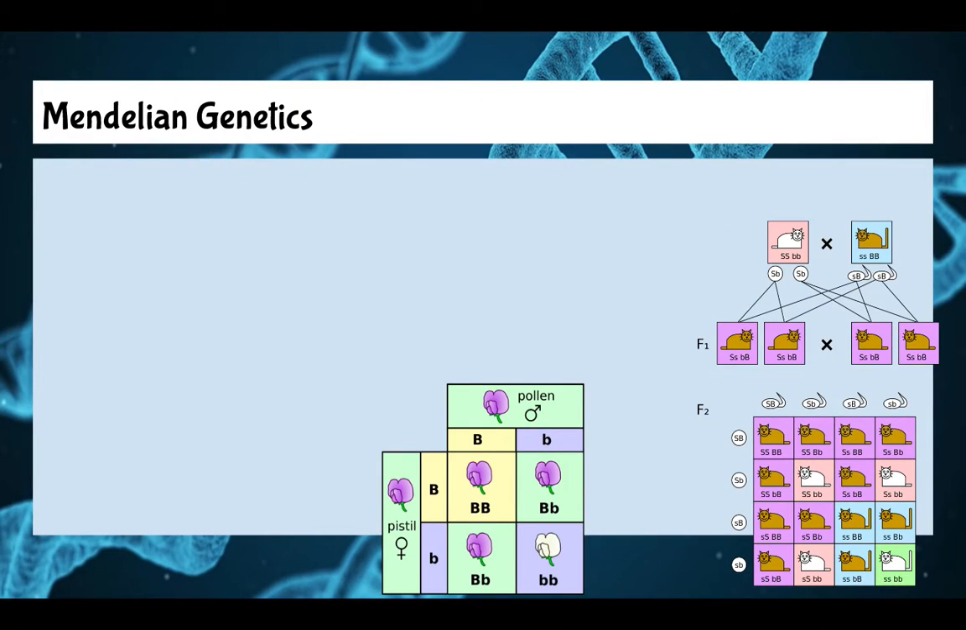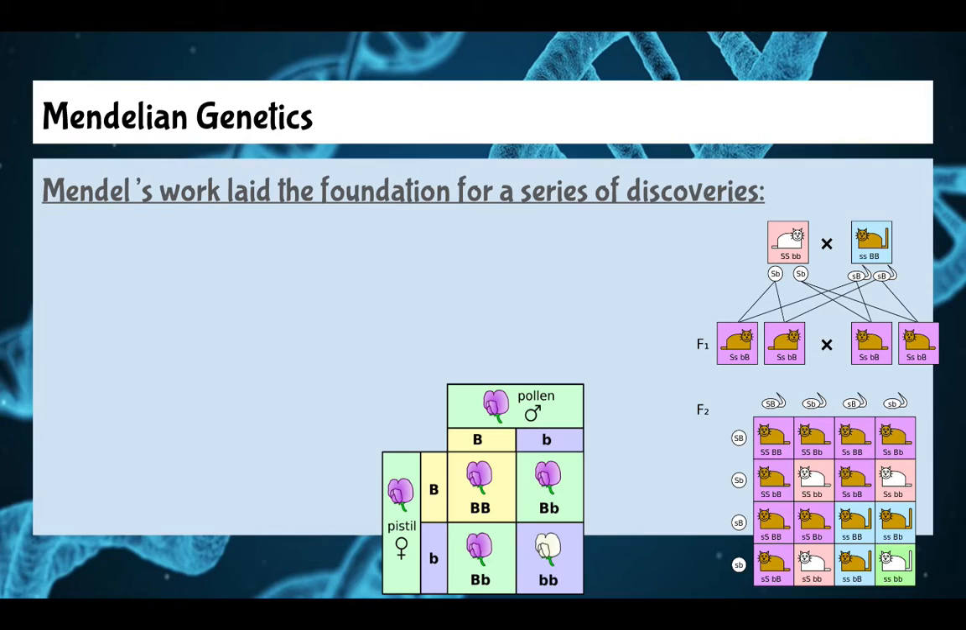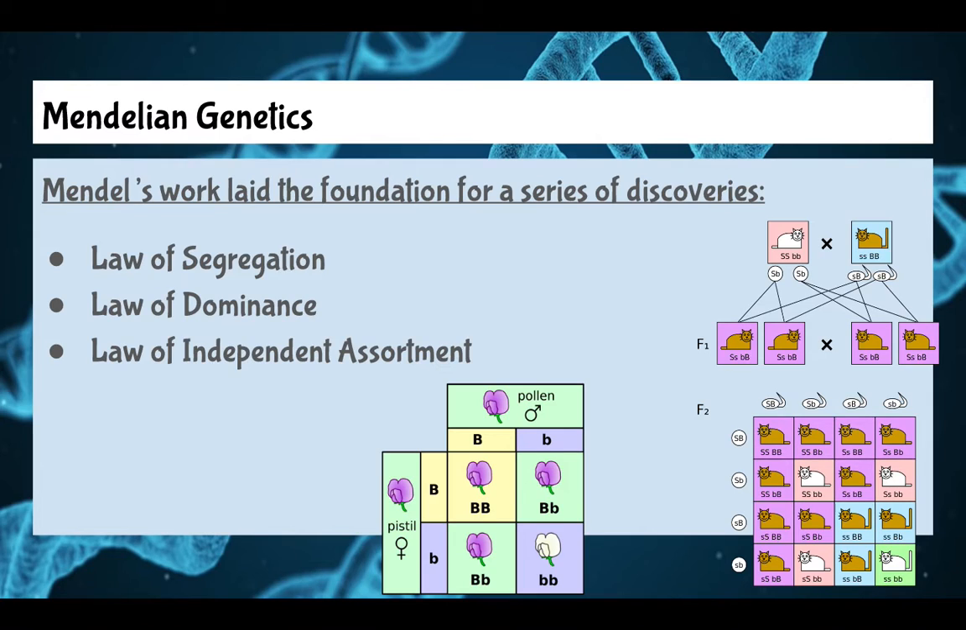So Mendelian genetics laid the foundation for a series of discoveries. There are three laws that we're going to discuss, two of which today and then the other one later. But the first is the law of segregation, then the law of dominance, then the law of independent assortment. So we're going to hit on segregation and dominance today. We're not going to talk about the law of independent assortment until a little bit later.